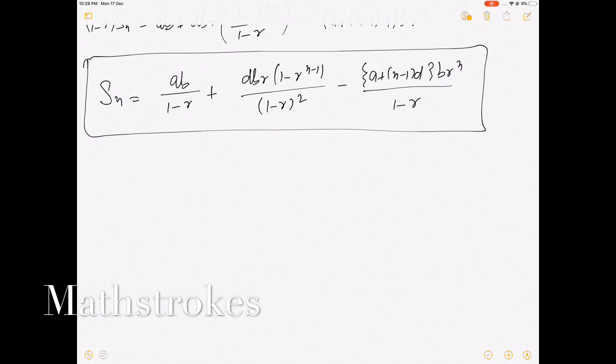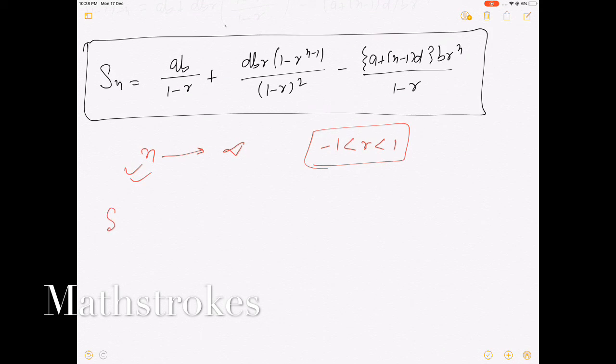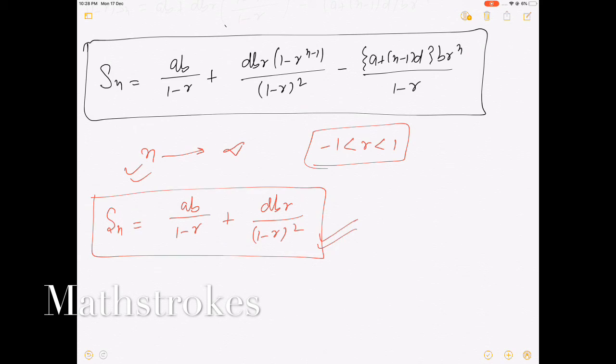Now there is one more thing regarding this. Suppose the number of terms tends to infinity and the common ratio lies between minus 1 and 1. If this is the case, then Sn is equal to ab upon 1 minus r plus dbr upon 1 minus r squared. This is the relation if the number of terms tends to infinity and the common ratio is less than 1.